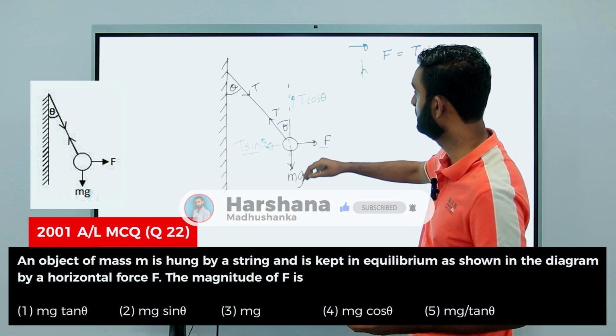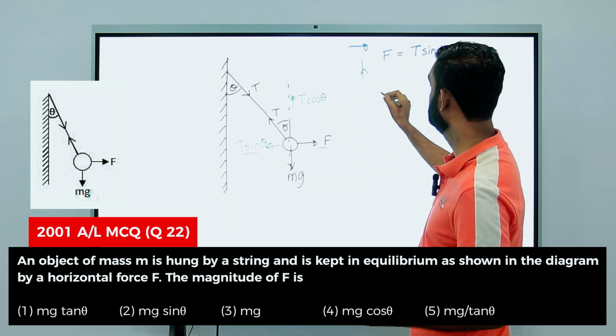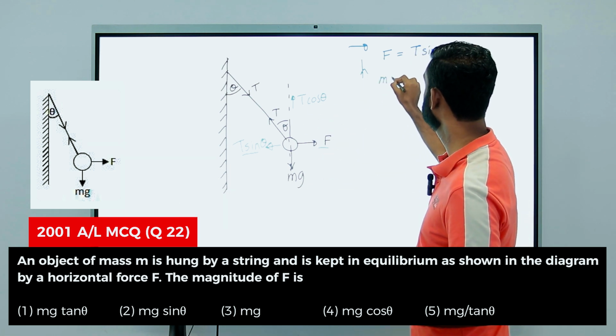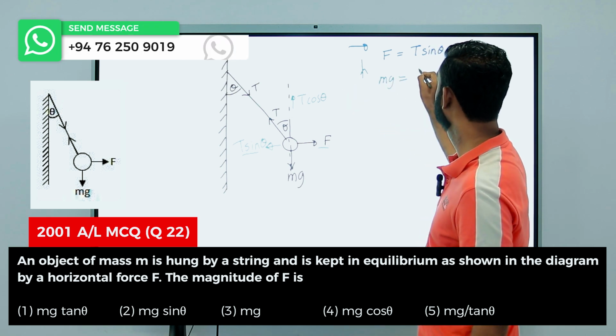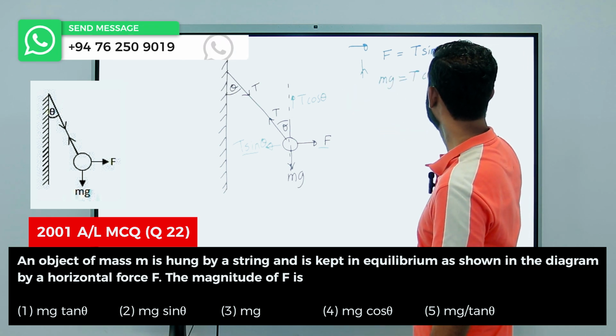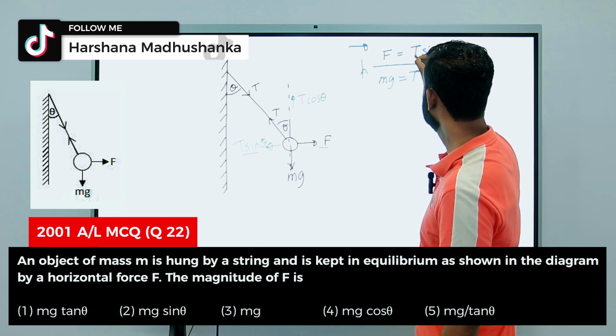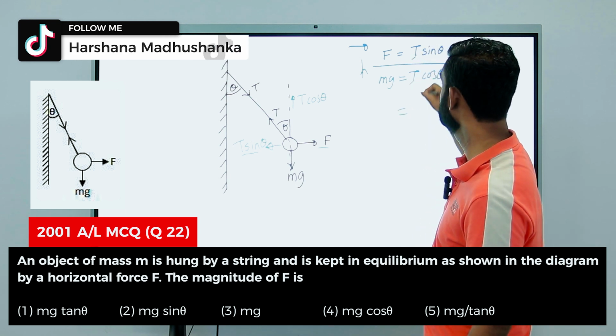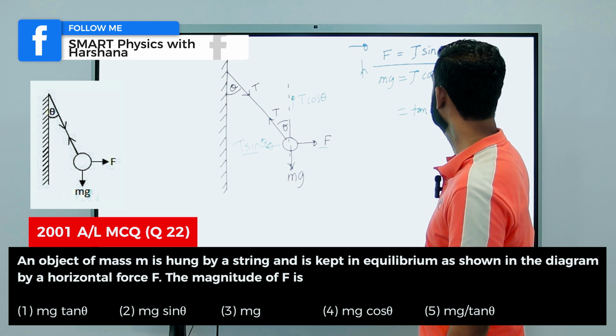Then vertical equilibrium, upward and downward. Downward mg equals upward T cos theta. Now you can divide it. Then T and T cancel out. Sin theta divided by cos theta means tan theta.